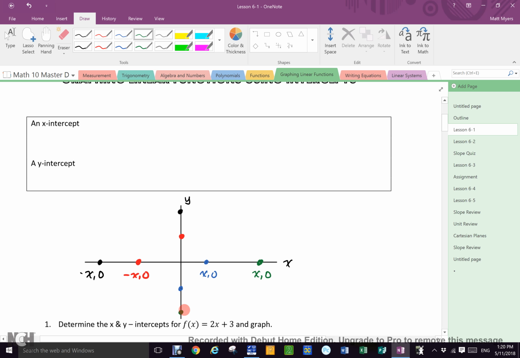Is everybody thinking? Good. Would anybody like to offer me the coordinates of this black dot? Yes, Liam. 0, y. Would anyone like to offer me the coordinates of the red dot? Yes, Lincoln. 0, y. Would anybody like to offer me the coordinates of the blue dot? Yes, Corey. 0, negative y. And would anybody like to offer me the coordinates of the green dot? Yes, Louis. 0, negative y.